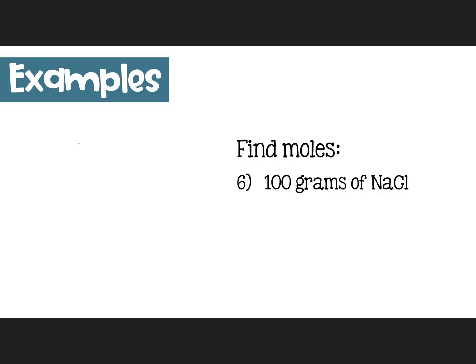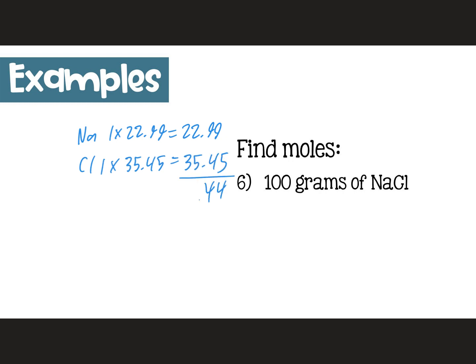We are about to find the number of moles in 100 grams of sodium chloride. First, we will find the mass of 1 atom of sodium, which is 22.99. Add this to the mass of 1 atom of chlorine, which is 35.45. This gives us a total of 58.44 grams per mole. And now we can set up our problem.